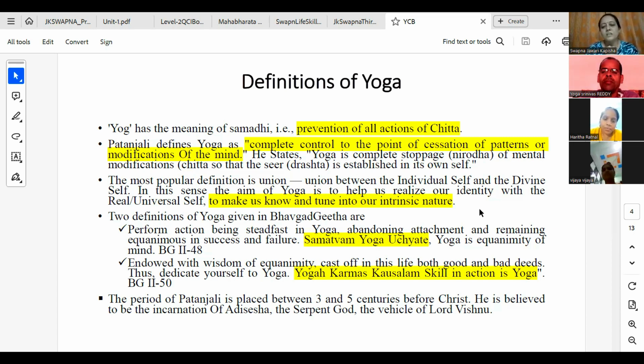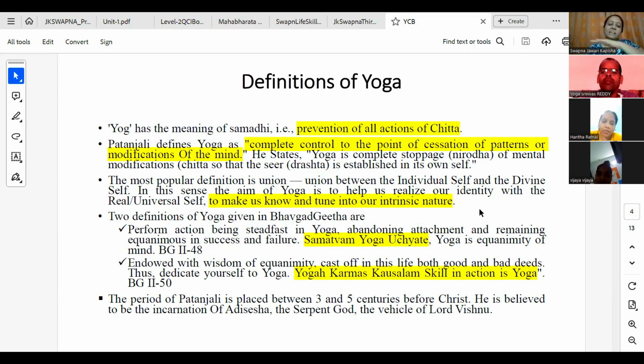Samatvam Yoga Uchyate. This could again be understood in different contexts. As of now, for our exam-oriented or basic understanding, if a person is able to achieve detachment, whether he is succeeding in his life or failing in his life, that means samatvam.